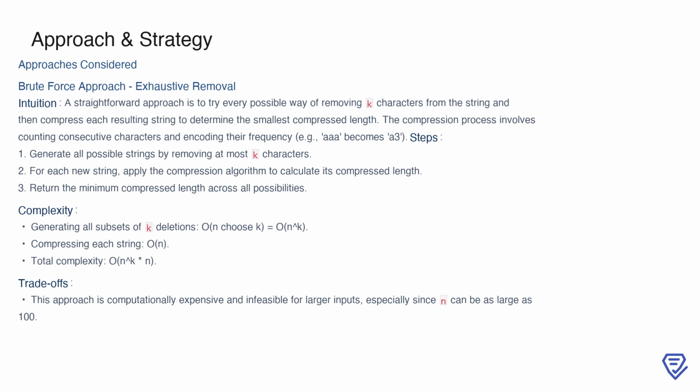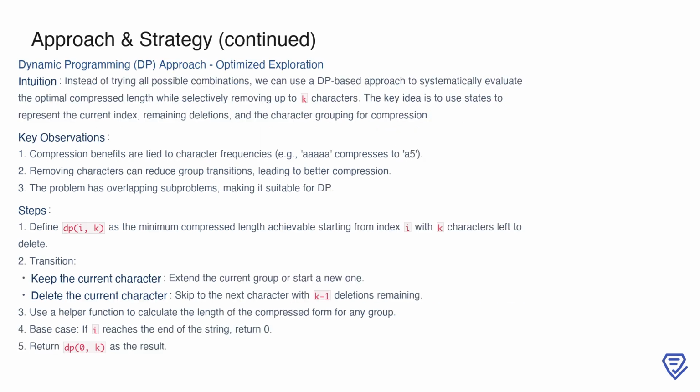Now, to address the limitations of brute force, we can consider a dynamic programming approach that systematically evaluates the optimal compressed length while selectively removing up to k characters. The intuition behind this approach relies on the idea that compression benefits stem from character frequencies. For instance, a long sequence like AAAAA compresses to A5. Removing specific characters can reduce transitions between groups in the string, resulting in better compression.